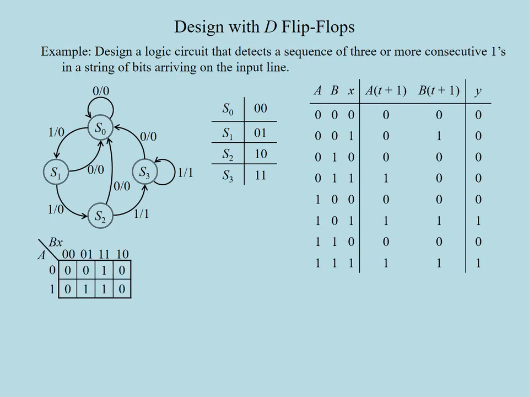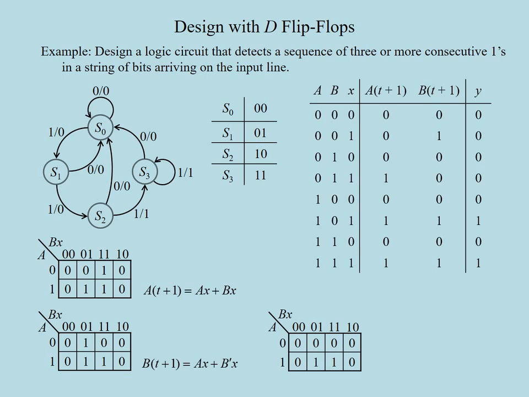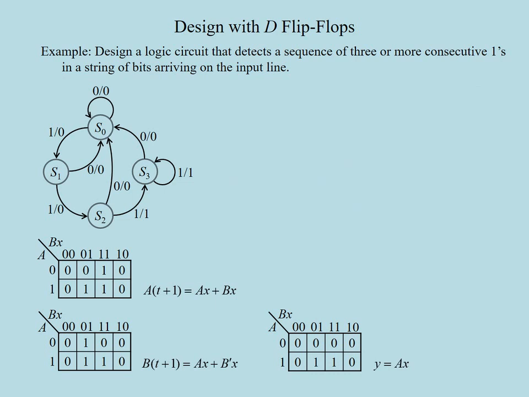Writing the Karnaugh map from the state transition table, we can simplify A of t plus 1 as AX or BX. B of t plus 1, on the other hand, can be simplified as AX or B prime X. Further, the output Y of the circuit is obtained as Y equals AX.